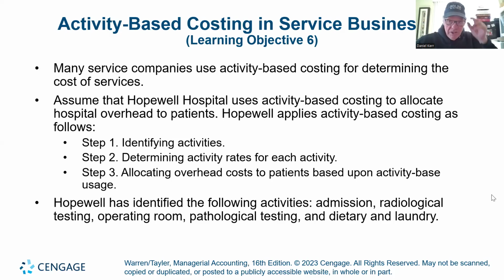So welcome back to Managerial Accounting. In this brief little mini lecture, we're going to discuss Learning Objective 6 and Learning Objective 7 in Chapter 4. Learning Objective 6 is using activity-based costing in service businesses. And then we'll get into Objective 7, which is to use activity-based costing in decision-making.